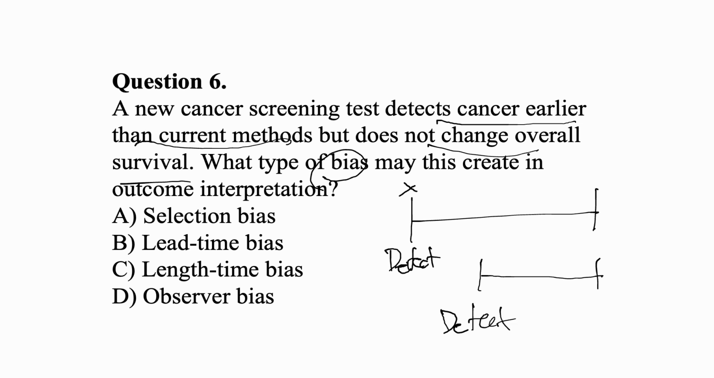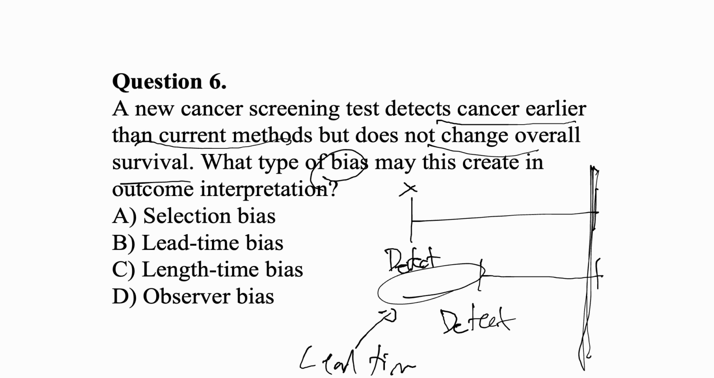The shot's not falling. There we go. Detect, but the mortality is the same. So the overall survival has not changed. What is this period called? That is our lead time. So this would be a lead time bias, which is answer B.